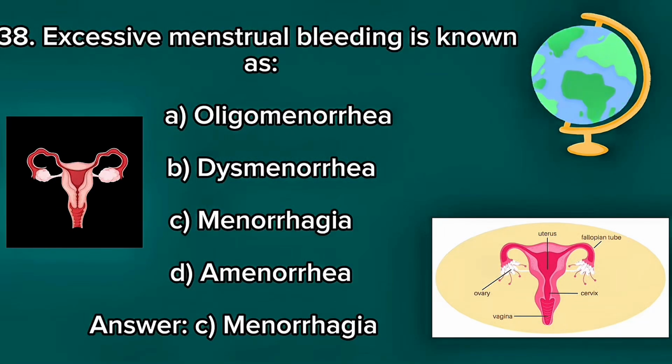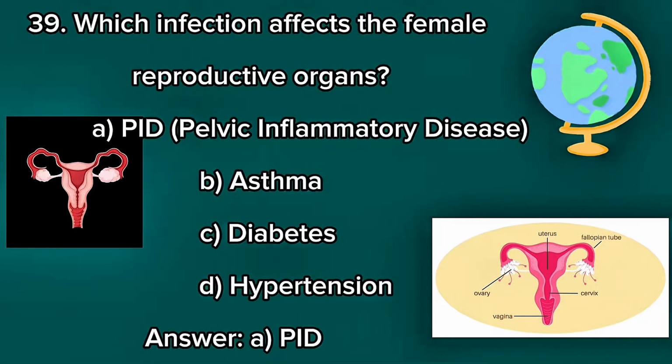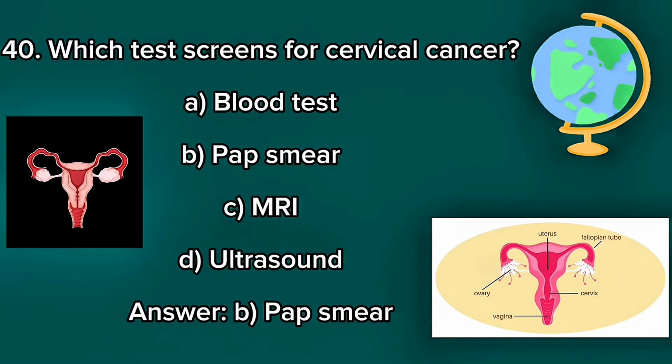Excessive menstrual bleeding is known as A. Oligomenorrhea, B. Dysmenorrhea, C. Menorrhagia, D. Amenorrhea. Answer, C. Menorrhagia. 39. Which infection affects the female reproductive organs? A. PID, pelvic inflammatory disease, B. Asthma, C. Diabetes, D. Hypertension. Answer, A. PID. 40.